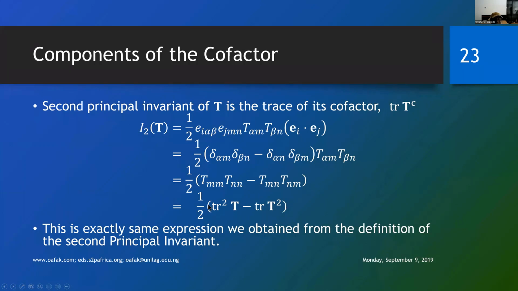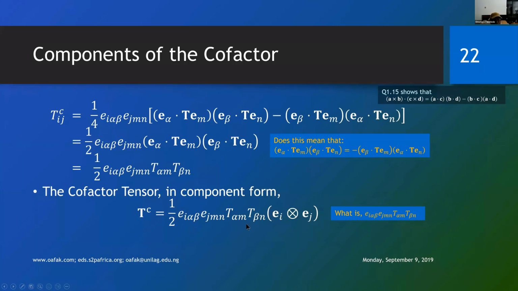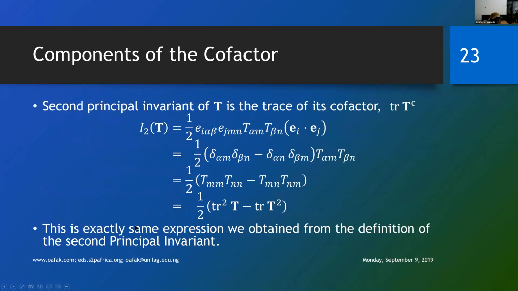And at the end of the day, you are arriving at the same expression we already got from another method, which is saying that the trace of the cofactor is half the square of the trace minus the trace of the square, which is exactly the same expression we obtained from the definition of the second principal invariant. So that expression is the same as what we obtained before. So this thing is the trace of the cofactor. Now we have the cofactor properly defined here in terms of its components. Take its trace, you are going to get the second principal invariant.